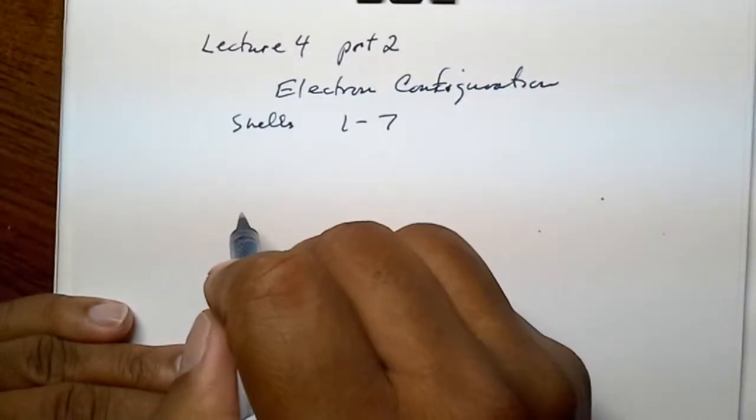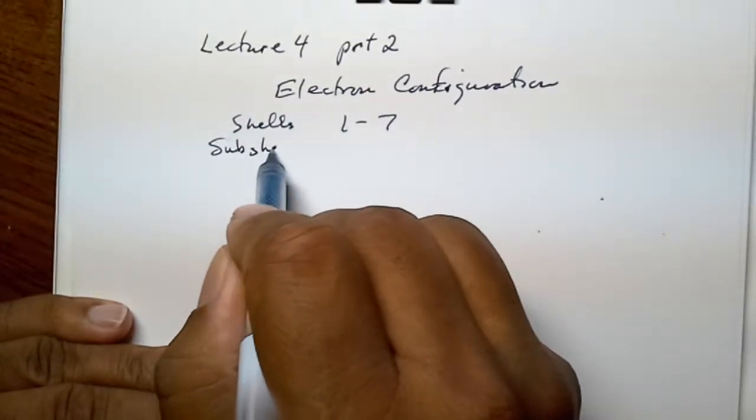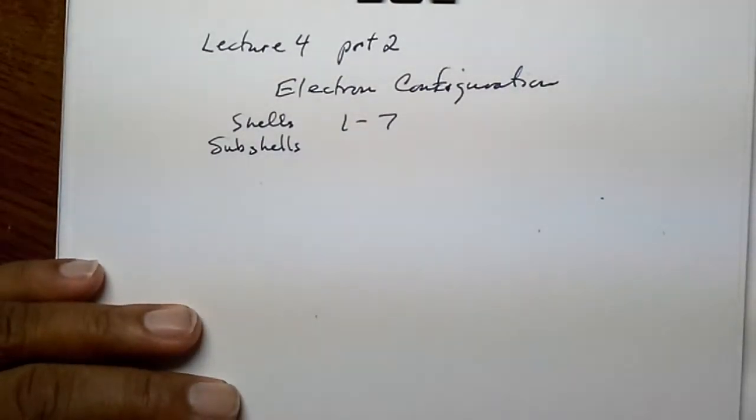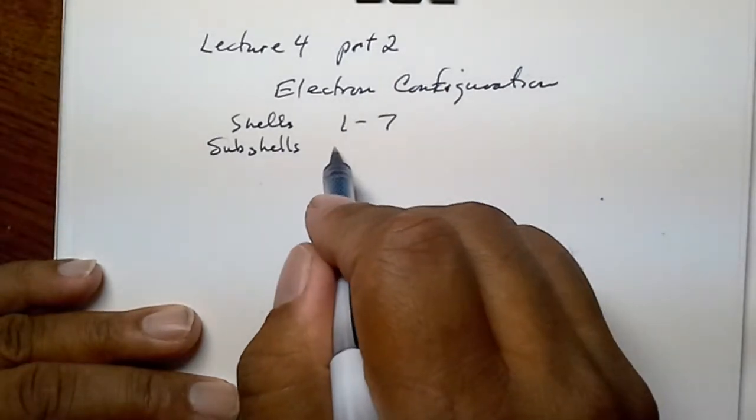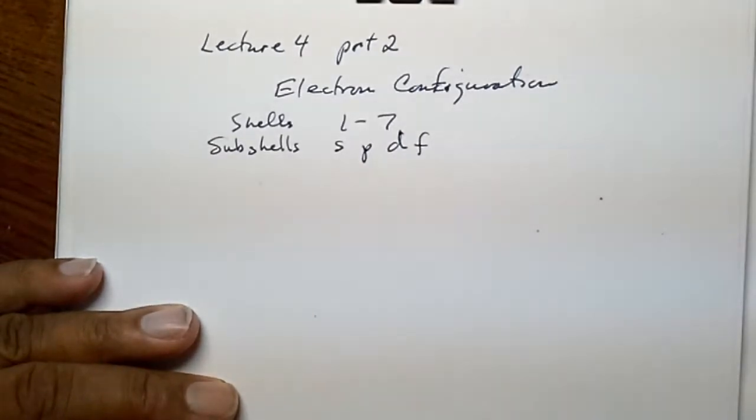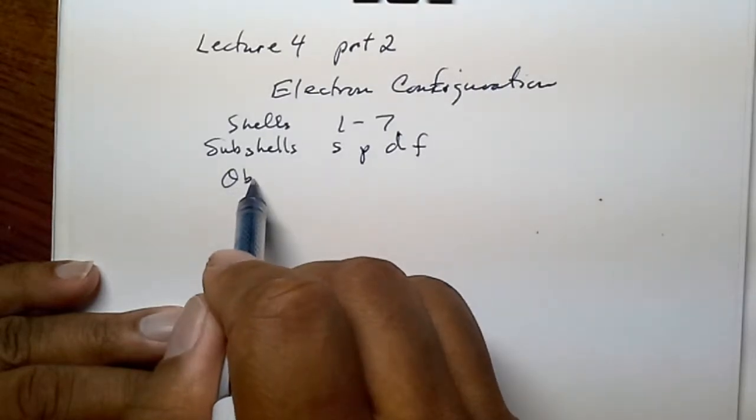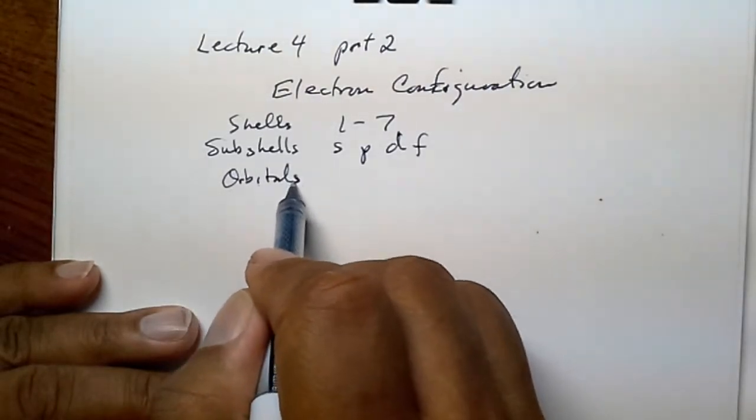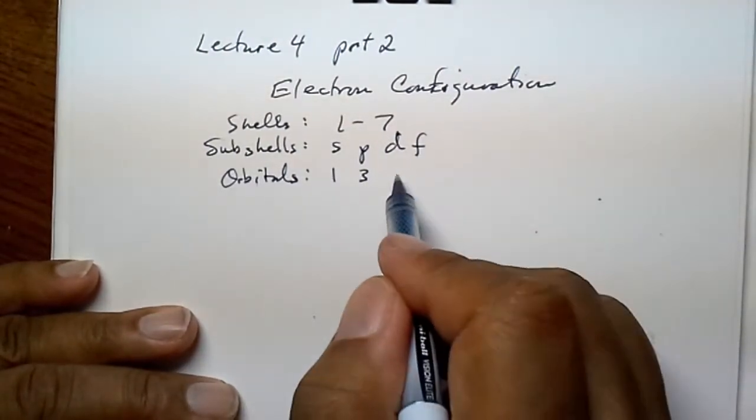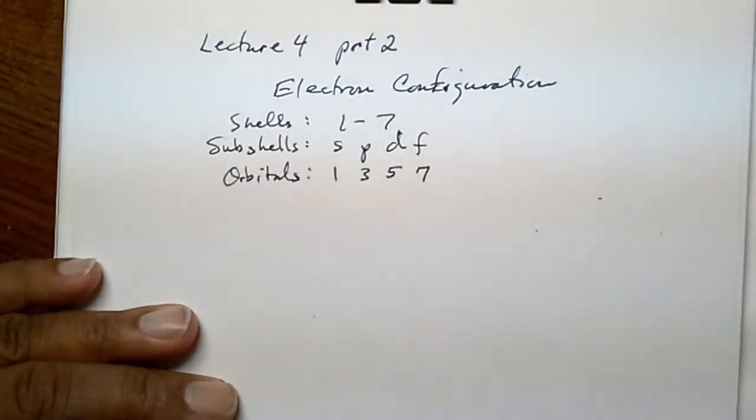1 through 7. Those shells contain subshells. Okay, and we designate those subshells or sublevels as S, P, D, and F. And each of those subshells contain orbitals, 1 for S, 3 for P, 5 for D, and 7 for F.